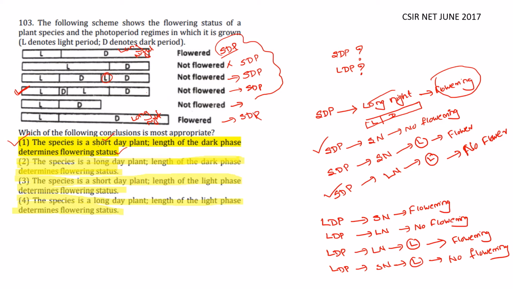Option 2, species is a long day plant. This is not correct. The length of dark phase determines flowering is correct, but the long day plant part is not correct. Next, option 3, short day plant is correct, but the length of light phase is not correct. So the correct answer is option 1. The species is a short day plant. Length of dark phase determines flowering status.